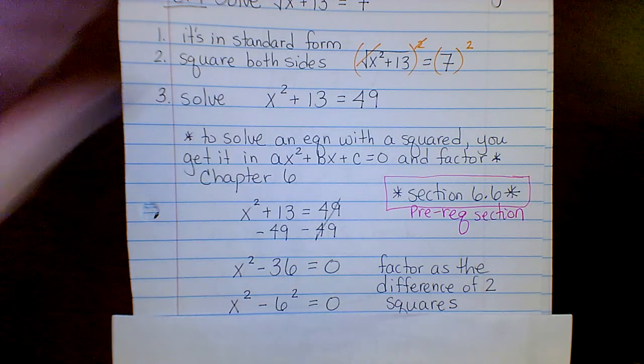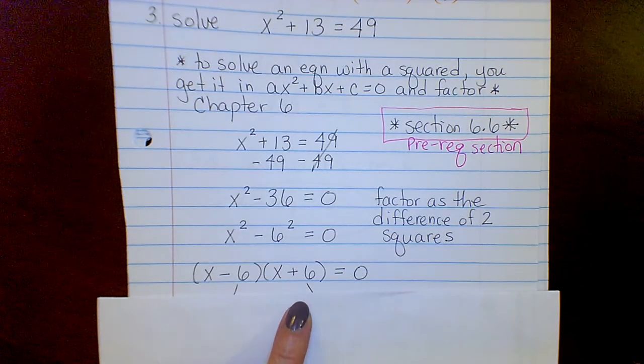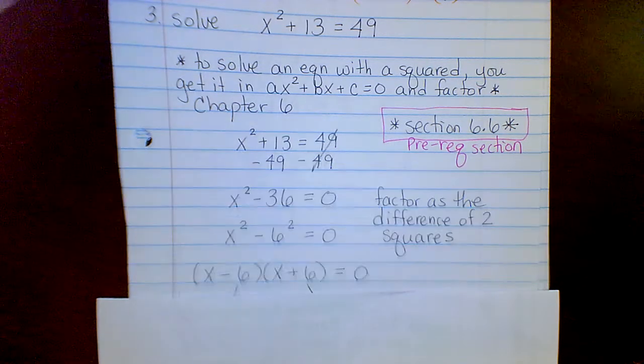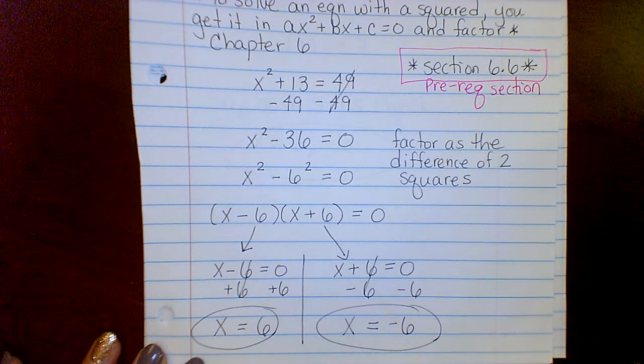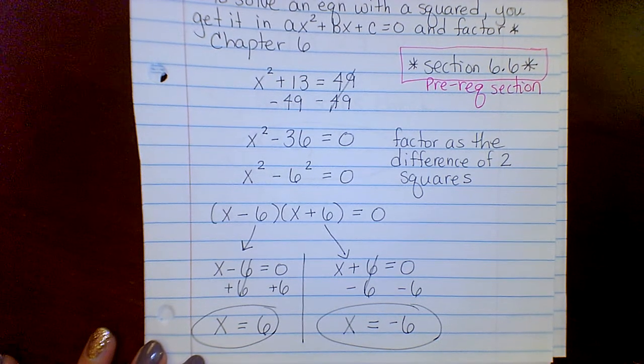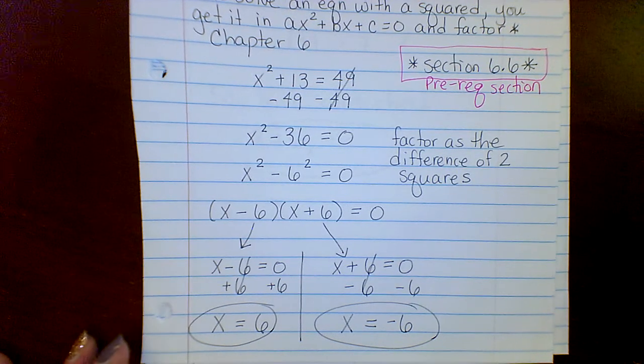So if we factor this as the difference of two squares, that's going to factor into x minus 6 times x plus 6. Because these two things are multiplying to be 0, one or the other of them has to be 0. So we split those apart into two separate equations, both equal to 0, and solve them individually. So we get x equals 6 and we get x equals negative 6. I do need to check both of those answers to make sure that they both work out.